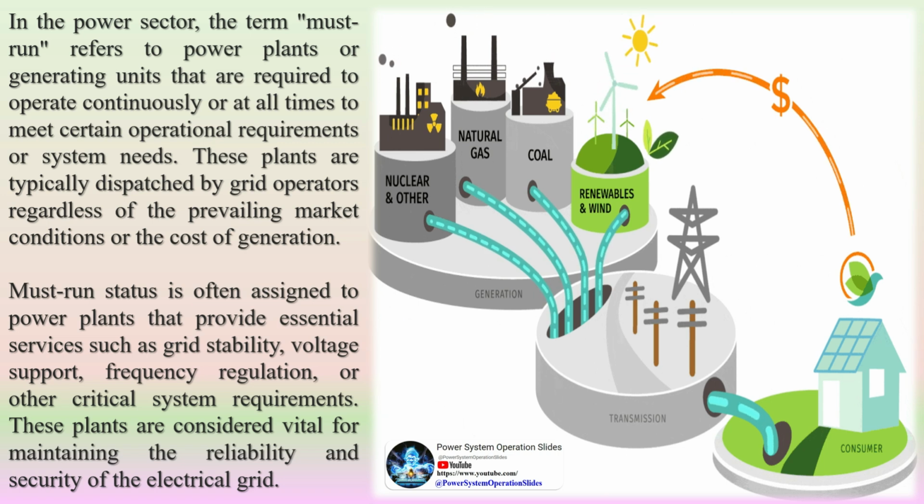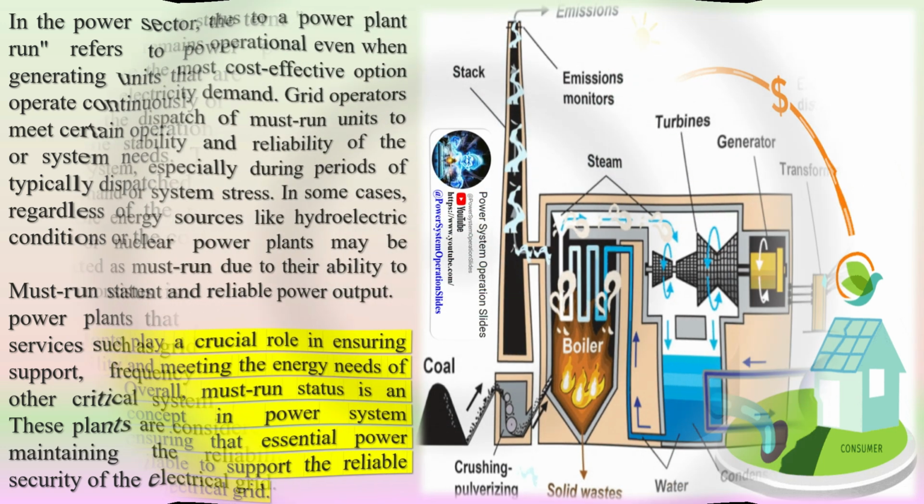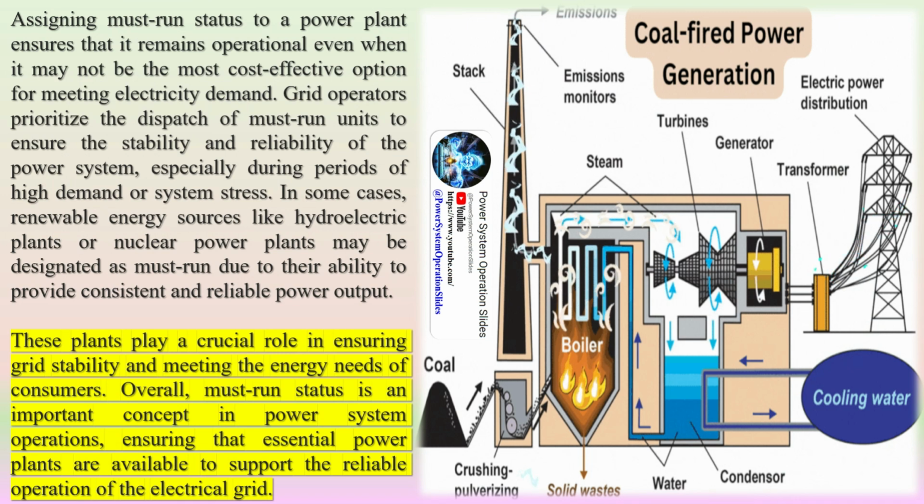In the power sector, the term must-run refers to power plants or generating units that are required to operate continuously or at all times to meet certain operational requirements or system needs. These plants are typically dispatched by grid operators regardless of the prevailing market conditions or the cost of generation. Must-run status is often assigned to power plants that provide essential services such as grid stability, voltage support, frequency regulation, or other critical system requirements. These plants are considered vital for maintaining the reliability and security of the electrical grid.